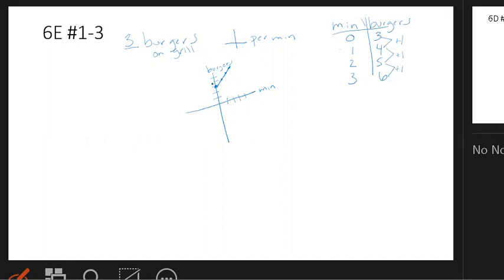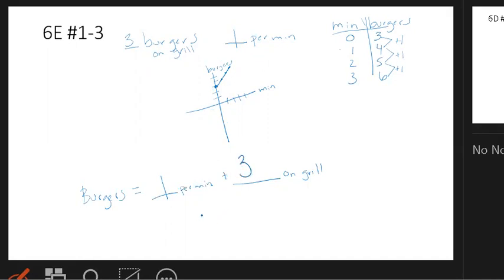All right, so what's our equation? We have burgers equals so many per minute plus how many on the grill. Okay, how many can we cook per minute? Well, right up here we said 1. So it'd be 1 per minute plus 3 that are already on the grill.